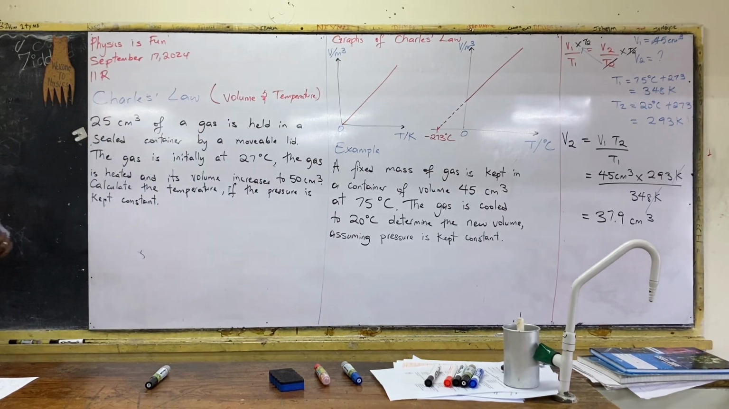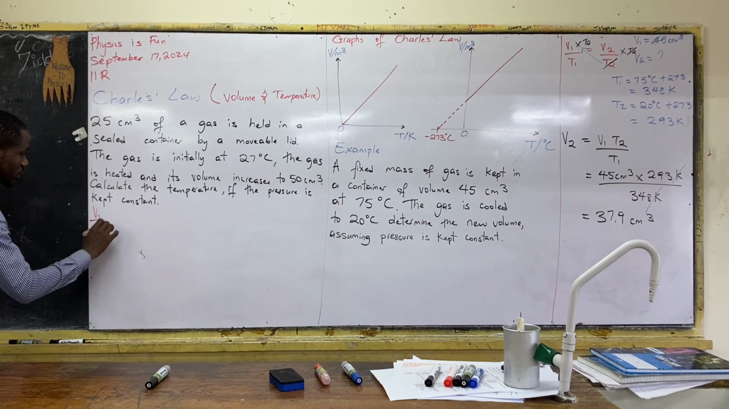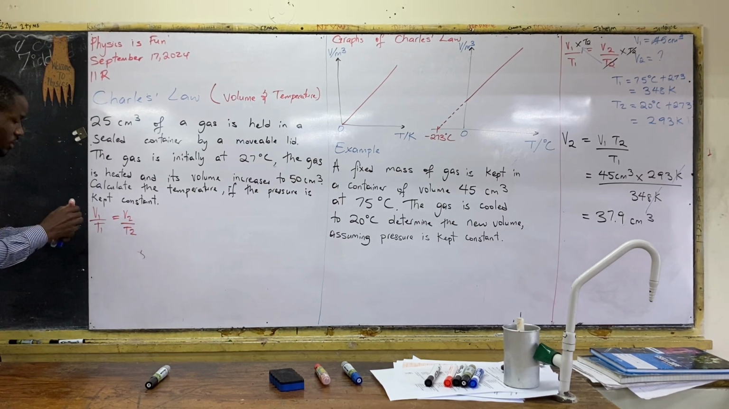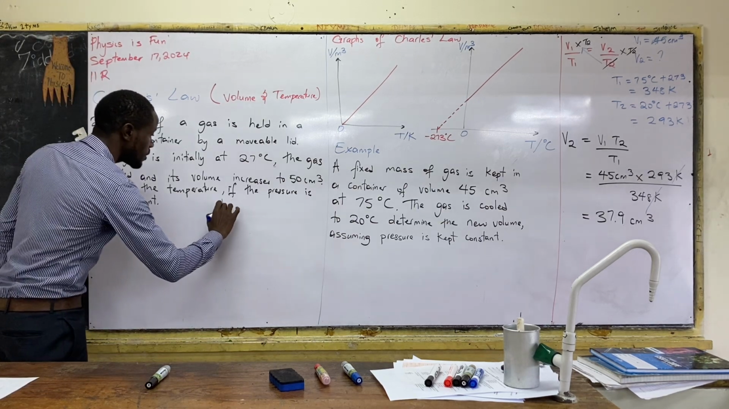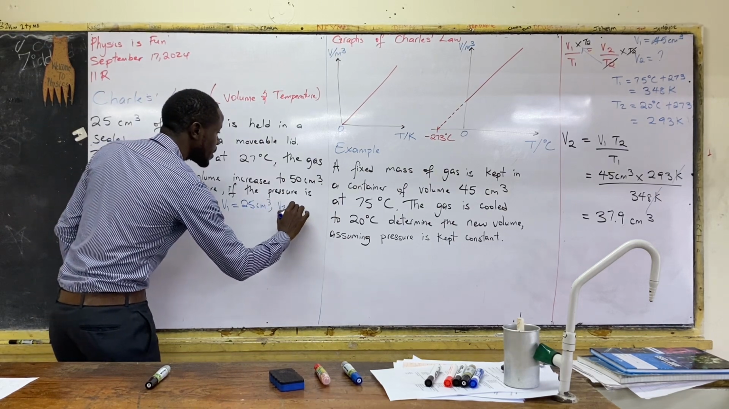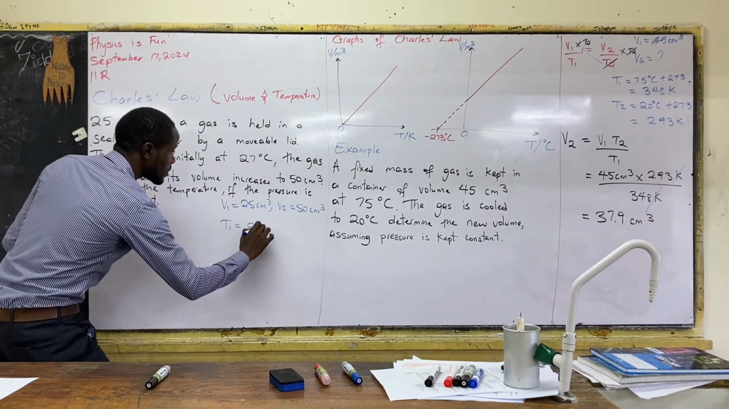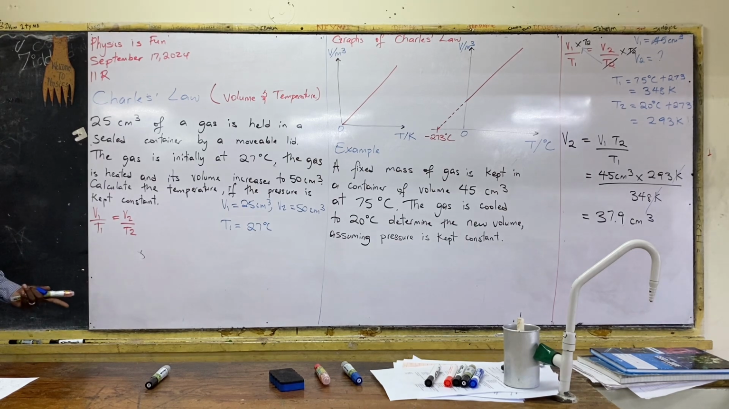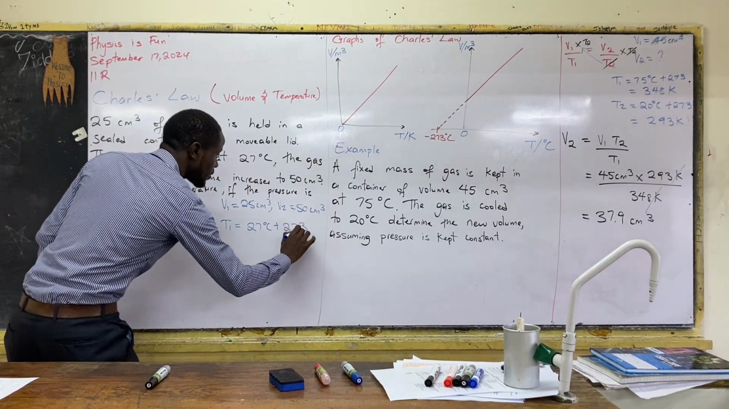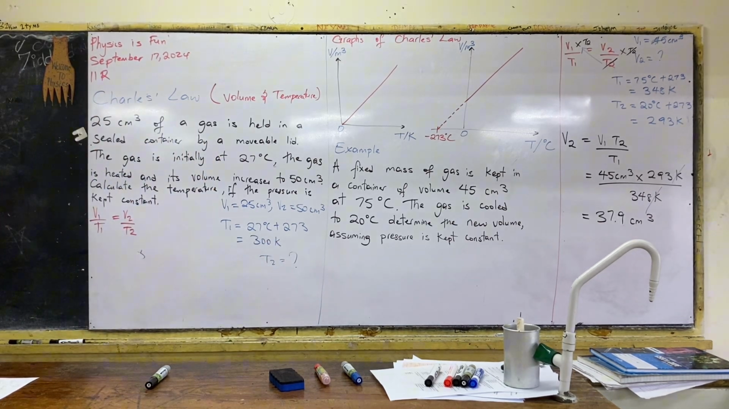Alright, so let's go again. We're going to do the working out here. Again, we're using Charles' law, so we're going to write the formula: V1 over T1 is equal to V2 over T2. V1 is 25 cm cube. V2 is double of that, which is 50 cm cube. T1 is 27 degrees Celsius, which we know we need to convert. So we add 273, which is 300 Kelvin, and T2 is an unknown value, which we're going to determine.